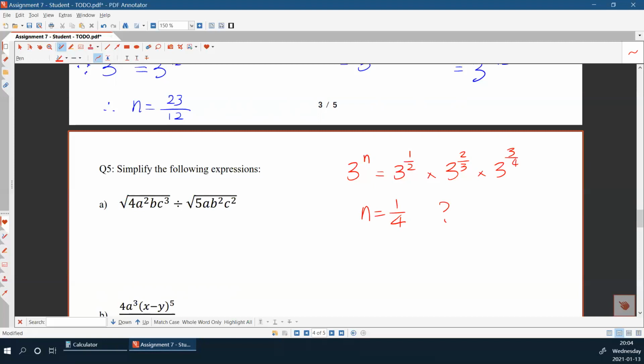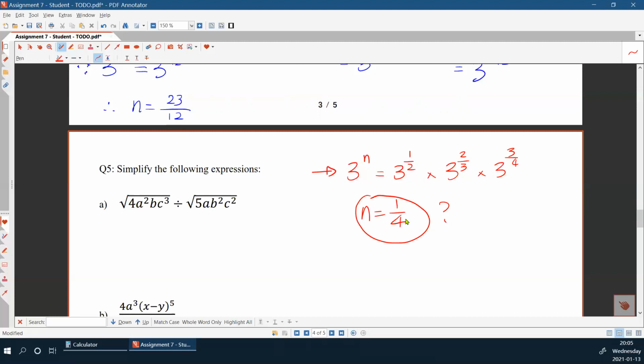Yeah, I can see you get to this step, 3 to the nth power equals 3 to 1/2 times 3 to 2/3 times 3 to 3/4 power, and n is 1/4. I don't see the logic here. Can you tell me why you get to this conclusion?